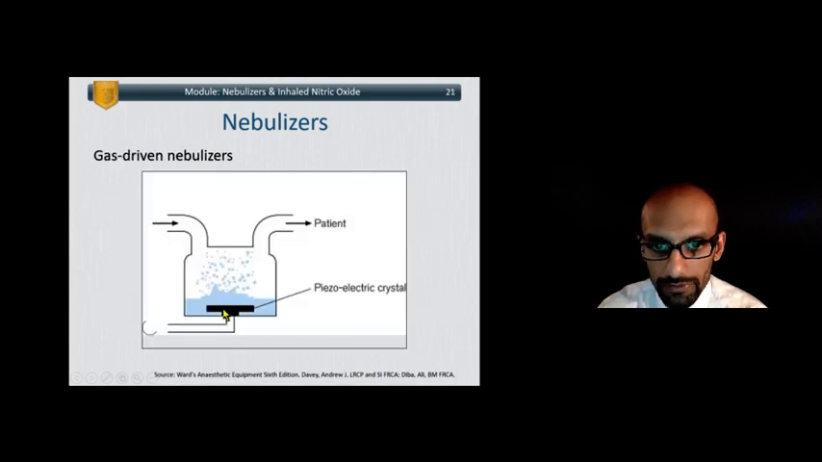And this is what we have. The patient's inhaling here, and you have this piezoelectric crystal oscillating at a very high frequency, 2 megahertz. And as water enters here, it basically just gets beaten up as it lands on this high-frequency oscillating piezoelectric crystal and gets busted up into vapor molecules that the patient inhales.